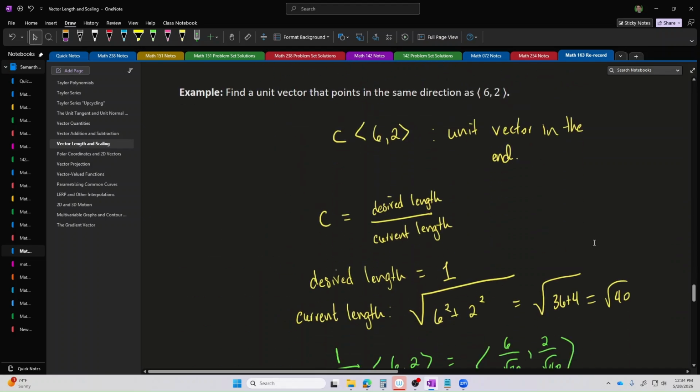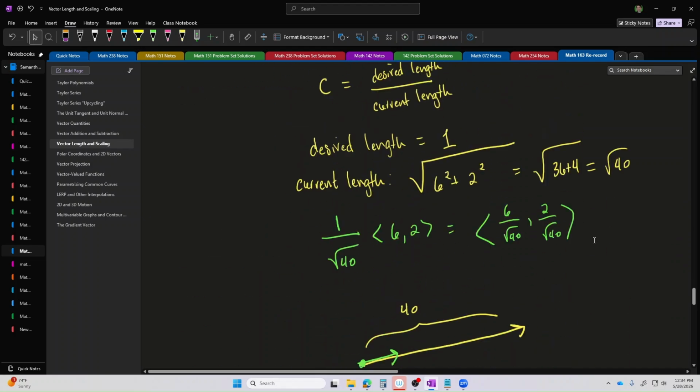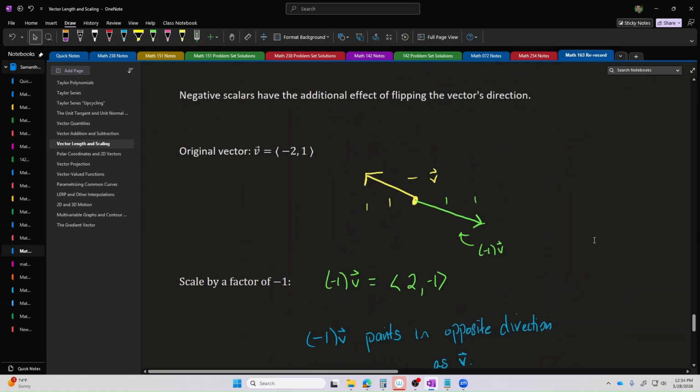And then if you want to flip the vector in the opposite direction, if you want to change the direction of the vector to its exact opposite, you can do that by applying a negative scalar instead of a positive one.